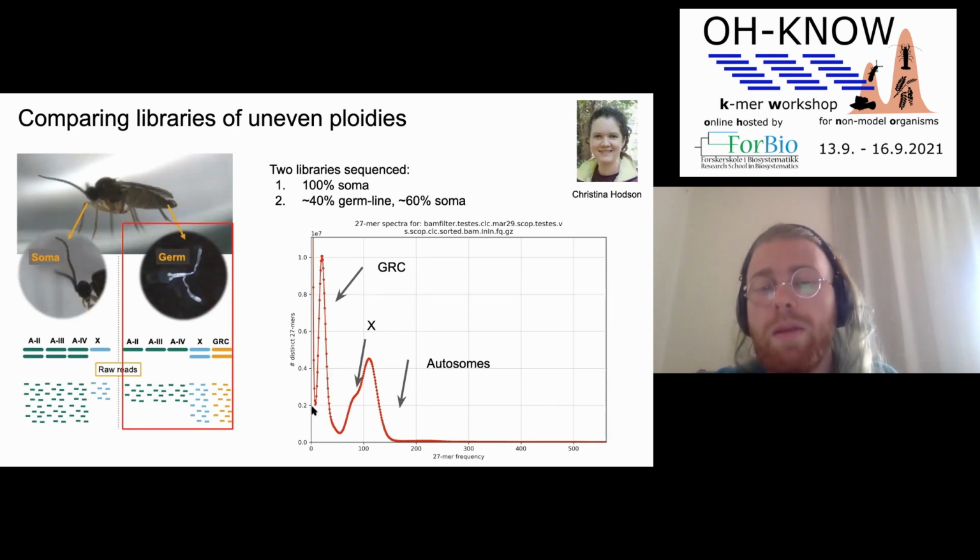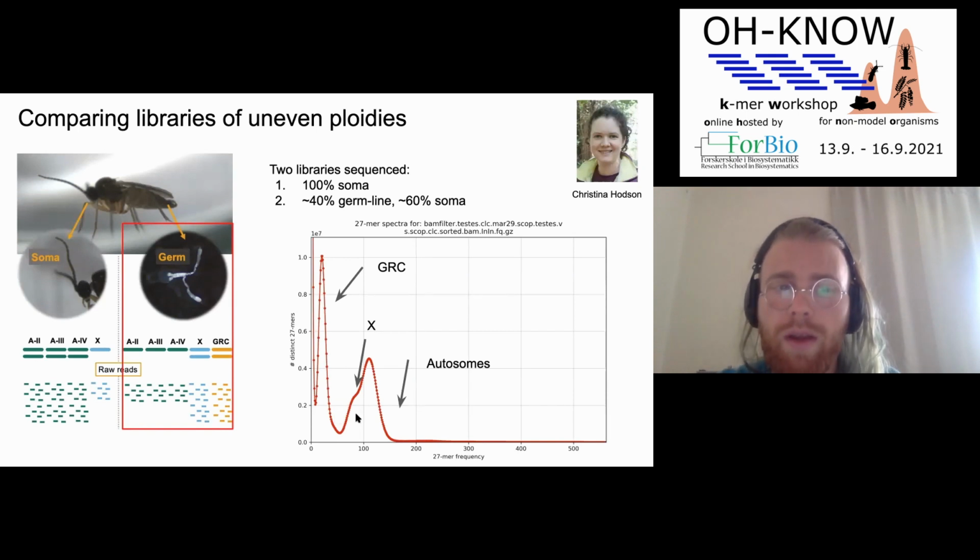And actually that's it. But you again see that the indication that this is a mixed tissue library comes from the fact that the peaks are unevenly spaced.